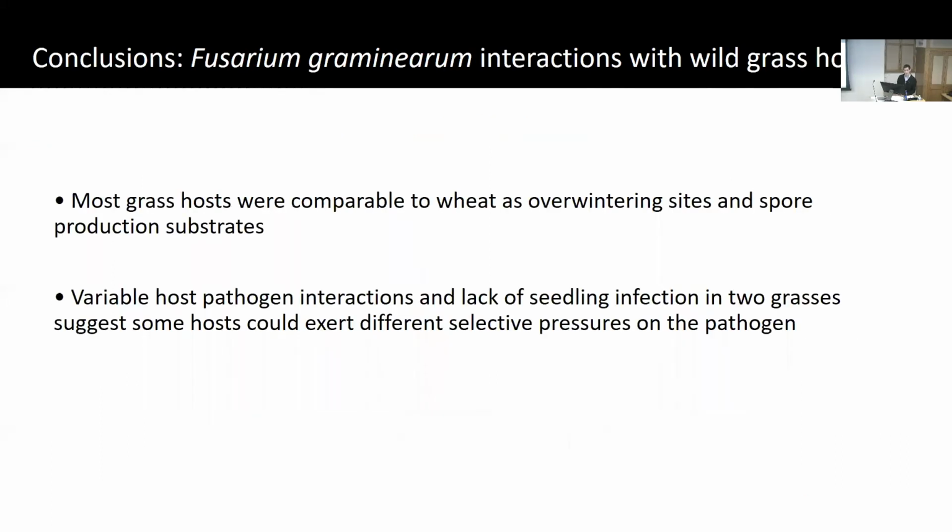To wrap that up, all the hosts were suitable substrates for spore production. Most of them were comparable to wheat as overwintering sites, and 2 different grasses were not susceptible to seedling root rot. And together, those results suggest that various grass hosts could have different selective pressures for the pathogen.